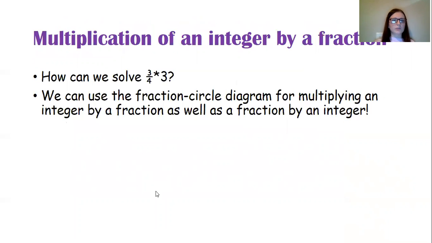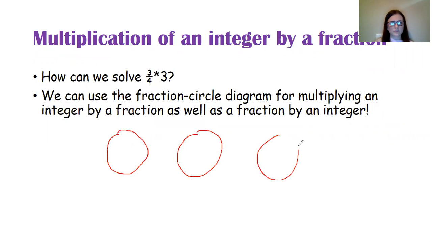Now we're going to talk about the multiplication of an integer by a fraction. How can we solve 3/4 times 3? We can use the fraction circle diagram for multiplying an integer by a fraction as well as a fraction by an integer. So for this problem, we are going to draw 3 circles again, like our other problem, and cut them into 4 equal parts.